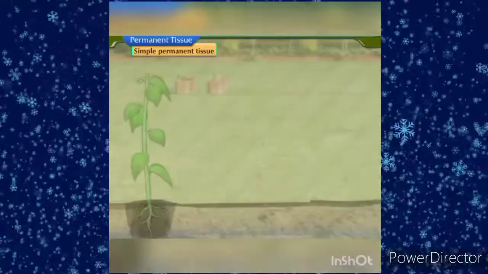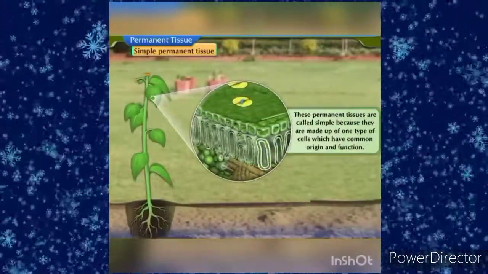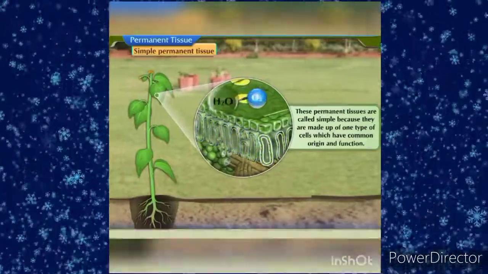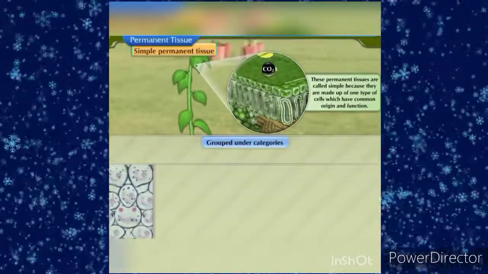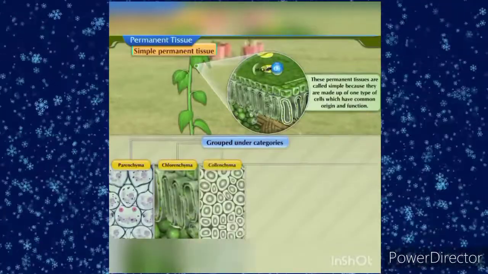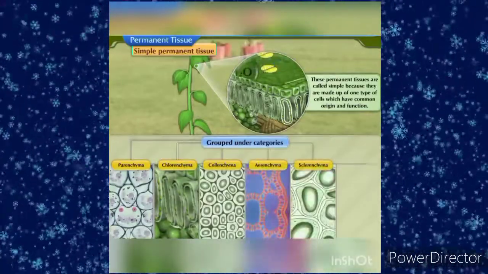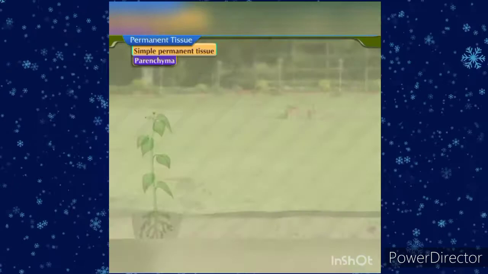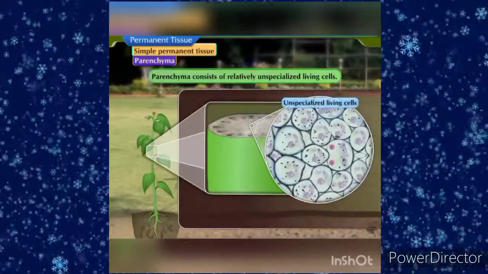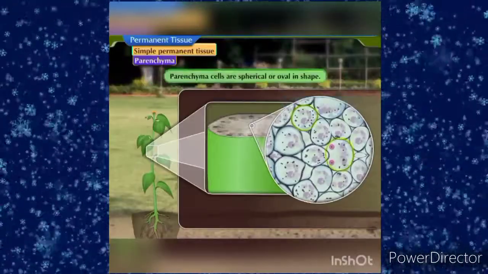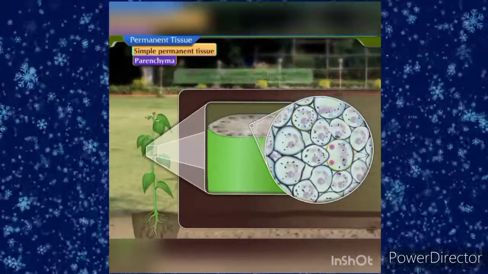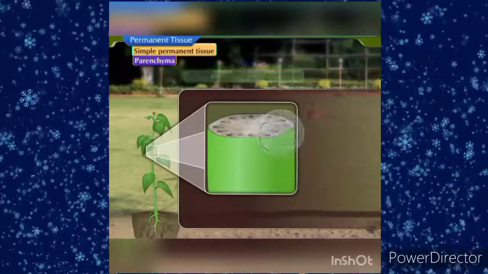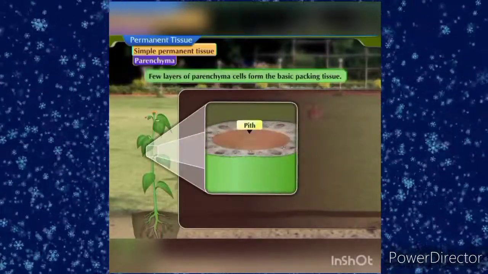Simple permanent tissues. These permanent tissues are called simple because they are made up of one type of cells which have common origin and function. They are grouped under categories parenchyma, chlorenchyma, collenchyma, arenchyma, sclerenchyma and surface tissue. Parenchyma. It consists of relatively unspecialized living cells. They are spherical or oval in shape. They are usually loosely packed and have intercellular spaces between them. Few layers of these cells form the basic packing tissue.